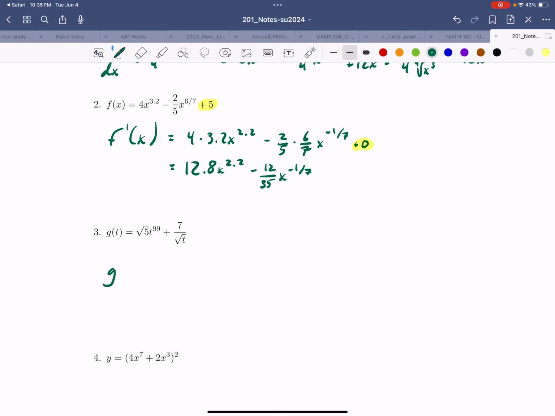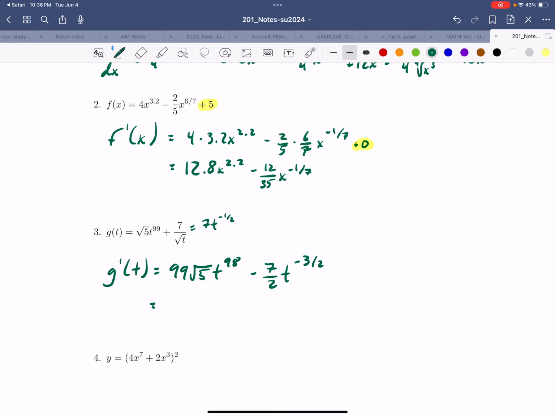All right, g prime of t is going to equal 99 root 5 t to the 98th, plus, what's a better way of writing this? A better way of writing this is 7t to the negative 1/2. So that's going to be minus 7/2 t to the negative 3/2. I did a bit of arithmetic in my head, so if you need a sec, then pause the video. But that's what we get.